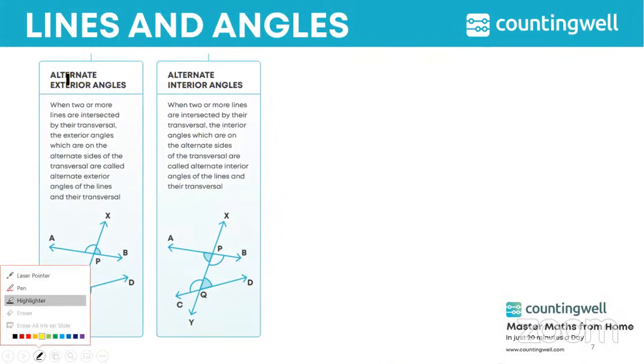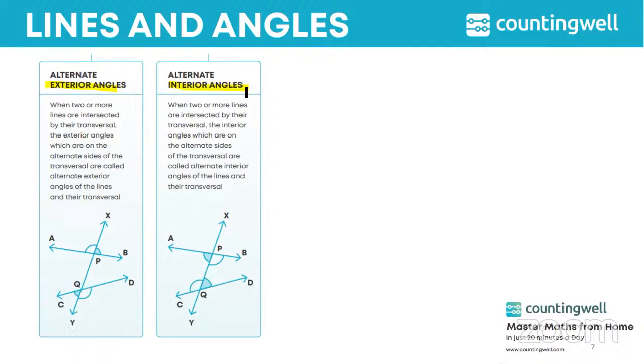Let us see how exterior angles and how interior angles can be called alternate exterior and alternate interior. When two or more lines are intersected by transversal, the exterior angles which are on the alternate sides of the transversal are called alternate exterior angles.